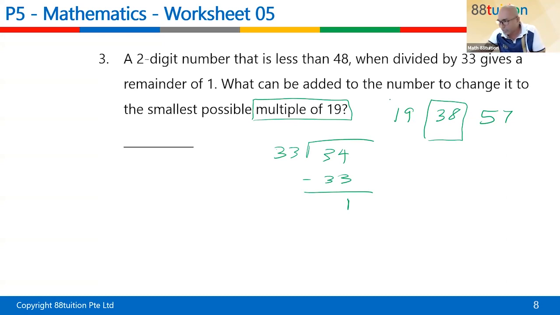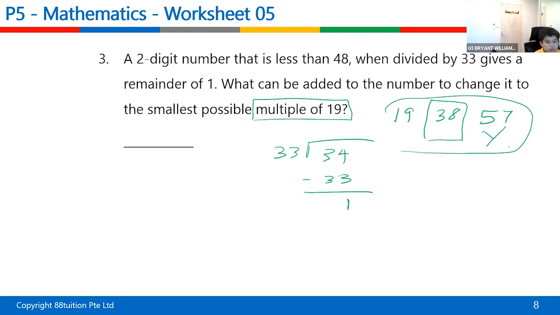So look at it. You know the multiples are these, right? Of course, 57 is out. So you only have 19 and 38. 19 is also out because 19 is not divisible by 33, right? So you got 38. So what is the question asking for? What can you add?